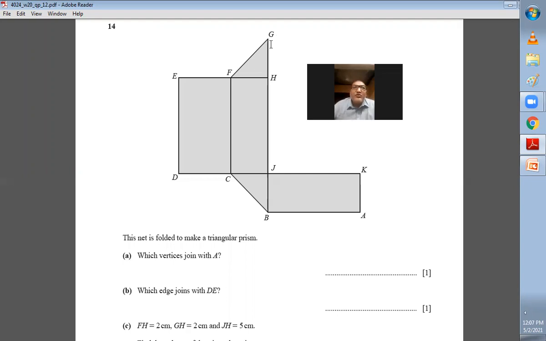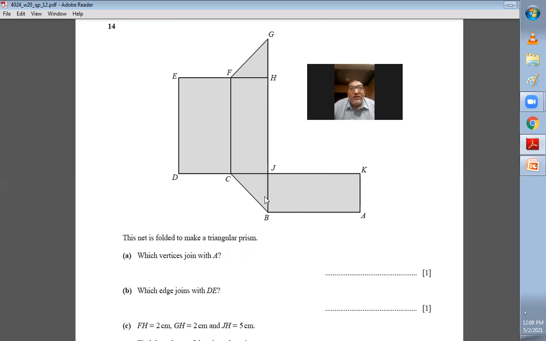So what I will do, this will come up, this thing along this will be folded, FH. This will come here, this H will come here and join with the H, this K will join with the H, and this A will join with the G, and the E will fold and come here, and this D. This will be like a triangular prism. So a 3D figure will be formed. So the question is, this net is folded to make a triangular prism, which vertex is joined with A? Try to understand.